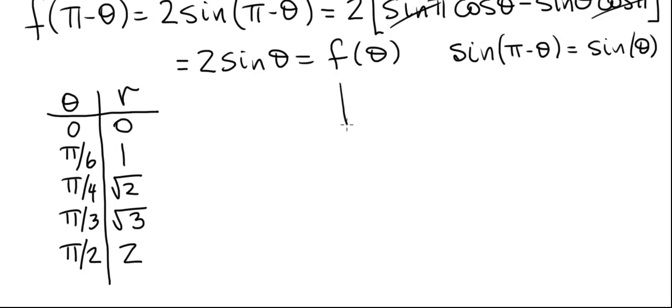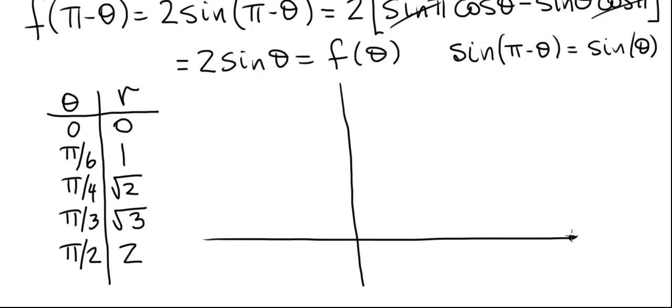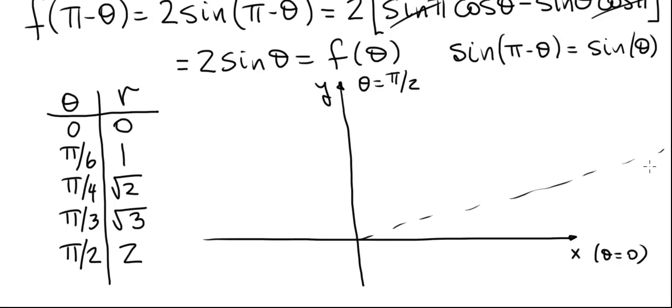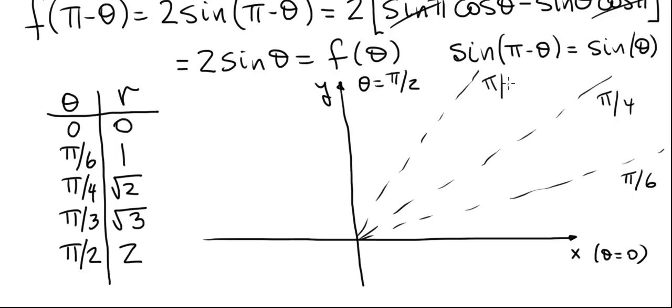So here is the graph. We'll draw big axes here so that we can have lots of room. This is the x-axis, theta equals 0, and this is the y-axis, theta equals pi over 2. We'll draw this ray to represent angle pi over 6, and this ray will represent pi over 4, and this ray will represent pi over 3.